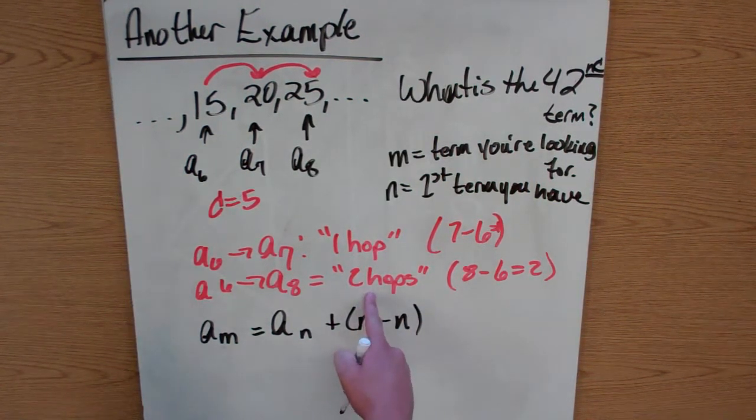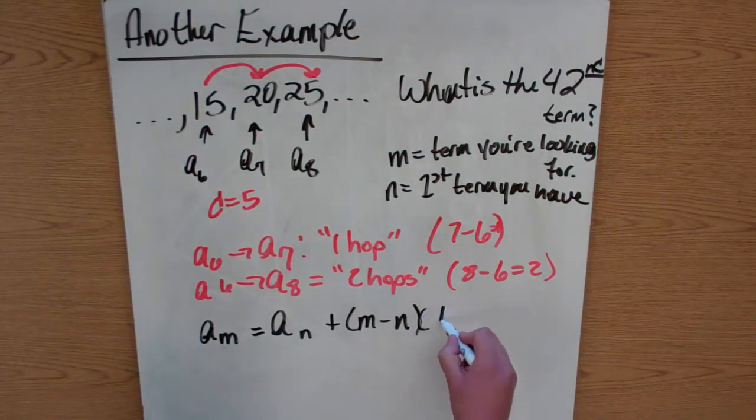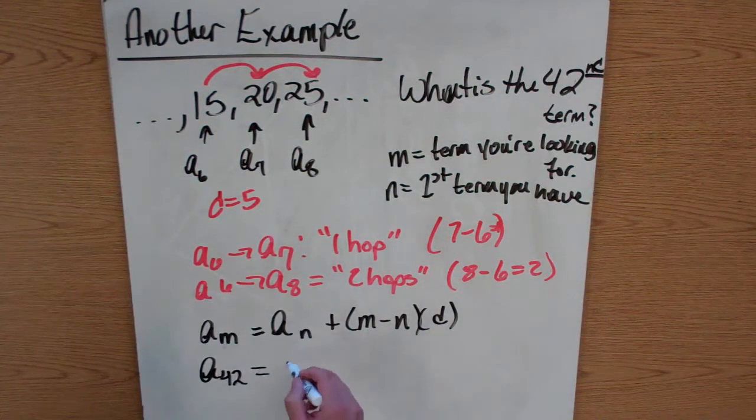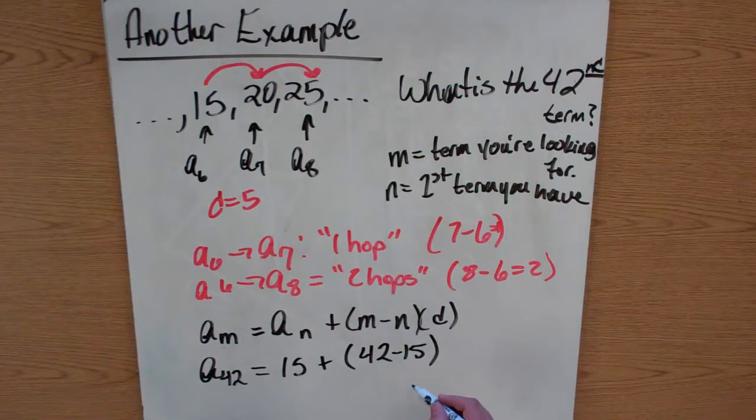So you're figuring out your number of hops. Okay? Term you want minus the first term you have. And then you're going to multiply that by D. Okay? So let's plug in some numbers and actually figure this thing out. A sub 42, because we're looking for a 42nd term, equals A sub N, which in this case is the first term we have, so it's 15, plus 42 minus 15 times 5, because that's our D.